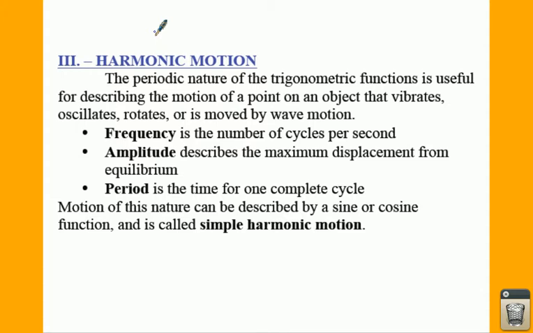Frequency is your number of cycles per second. That's kind of like your number of periods, right? So each time your sine function or your cosine function repeats, that is each of those cycles per second. That is called your frequency. If we're talking about the amplitude, we know what that is. That doesn't change. That is the maximum displacement from the equilibrium or the center. And then period is the time for one complete cycle. So some similar things, but frequency is just going to be your new part.